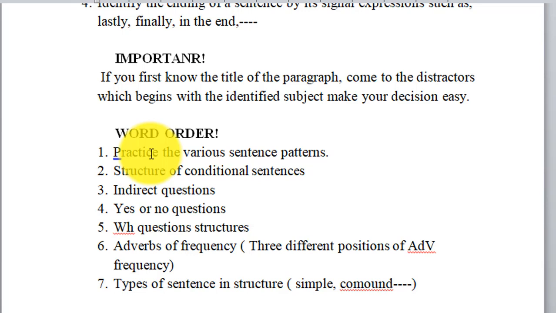So you have to practice the sentence patterns. If you know these sentence patterns very well, I hope you will write complete and meaningful sentences. Otherwise, if you do not know these sentence patterns, you'll be in confusion and in dilemma to answer the correct word order. I don't want to encourage you to memorize the forms, but you have to practice it.